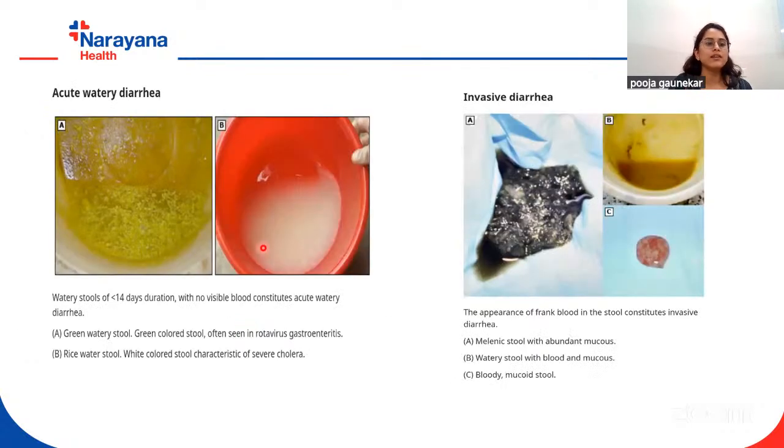So here we can see the first image is greenish stools which are typical of rotavirus. The second one is white rice watery stools which are typical of cholera. And in the second image over here, this is suggestive of invasive diarrhea.